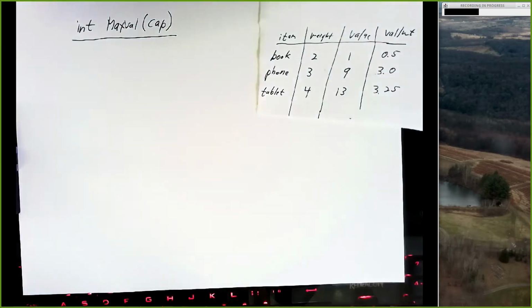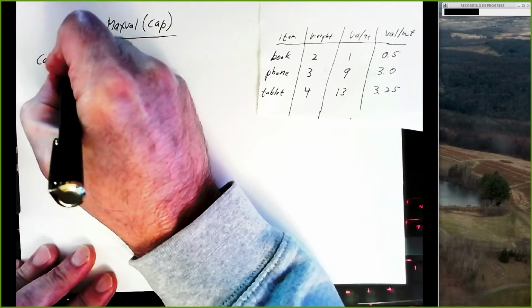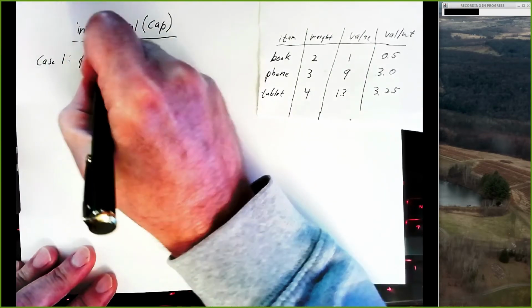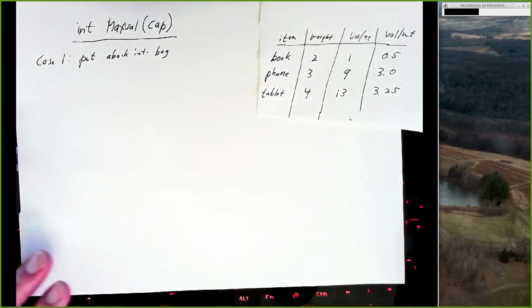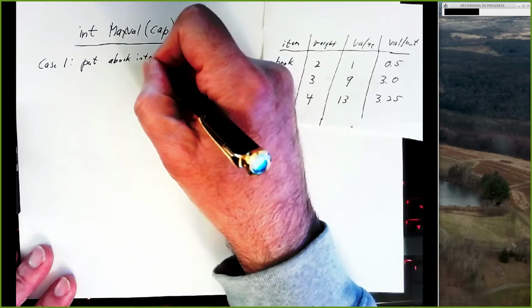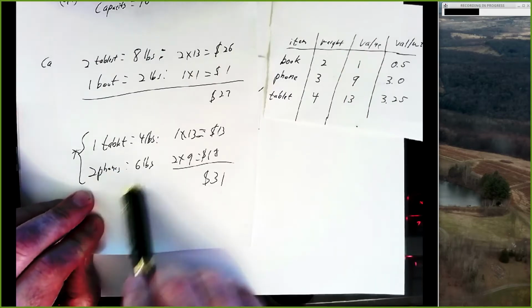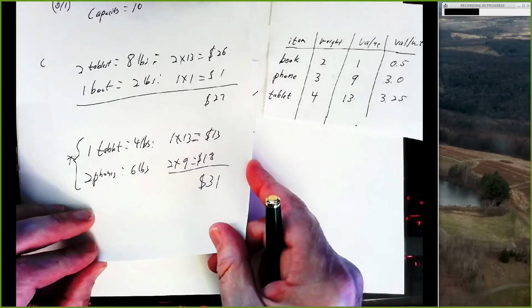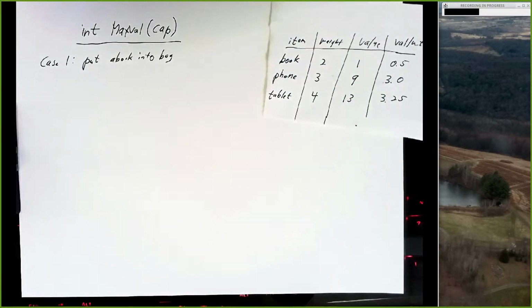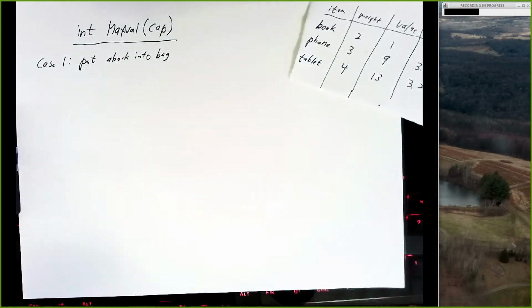So let's explore what happens in each of those cases. So case 1. Put a book into the bag. Now we don't know if this is going to get us the maximum value out of the bag or not. In fact, we kind of know from peeking ahead that if our capacity is 10, our best answer is going to be from not putting any books in. We're going to put in 2 phones and a tablet. But, you know, there's 3 possibilities. We're going to start by either putting in a book, a phone, or a tablet. So one possibility, we're going to put a book into the bag.